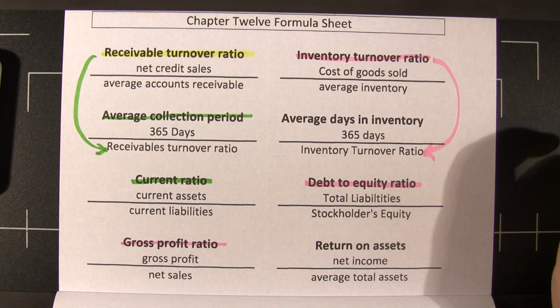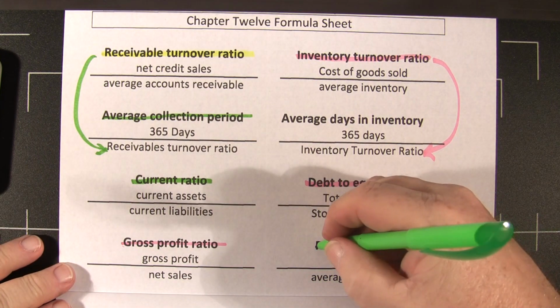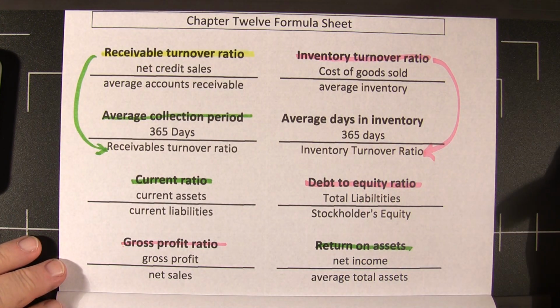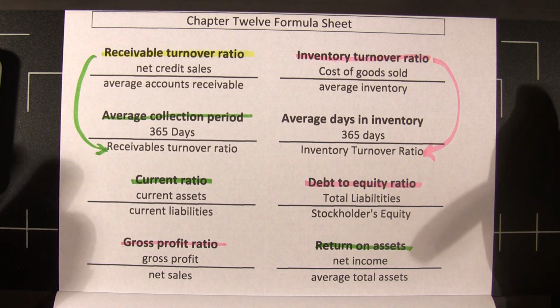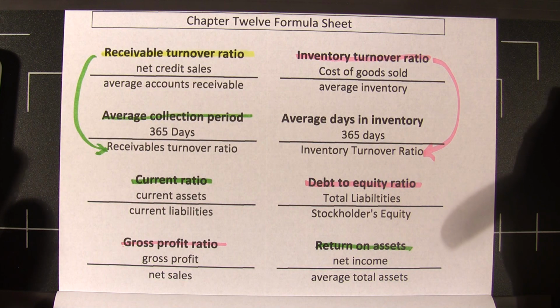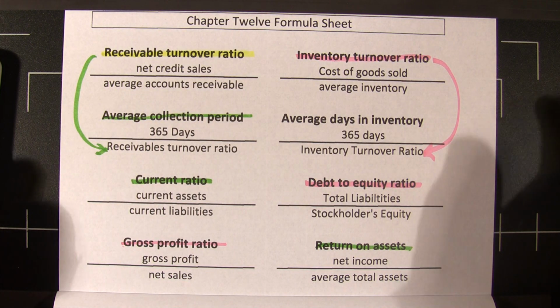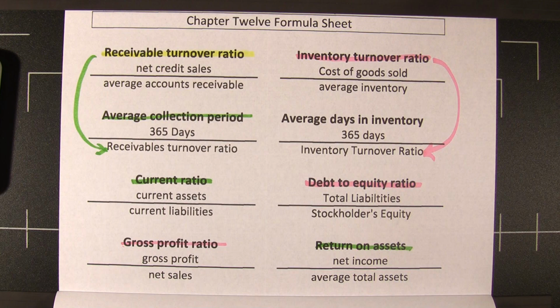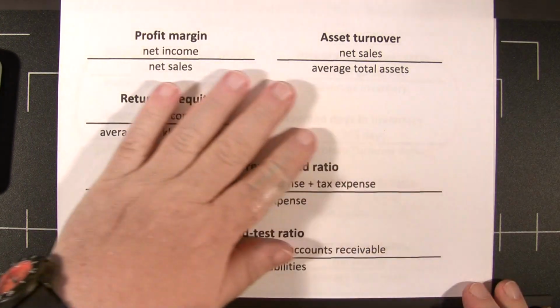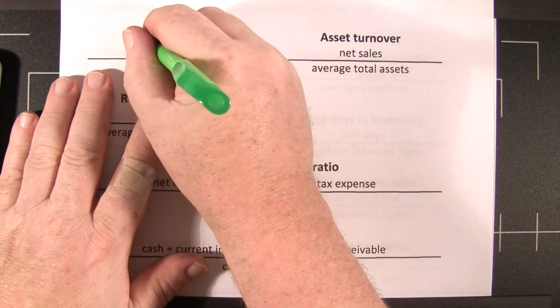Return on assets takes net income, divides by average total assets. This is right from the balance sheet. And again, beginning assets plus ending assets divided by 2. With any of these, if it says average and you're not given 2 years worth, just go with the 1 year that you have. Profit margin, net income divided by net sales.